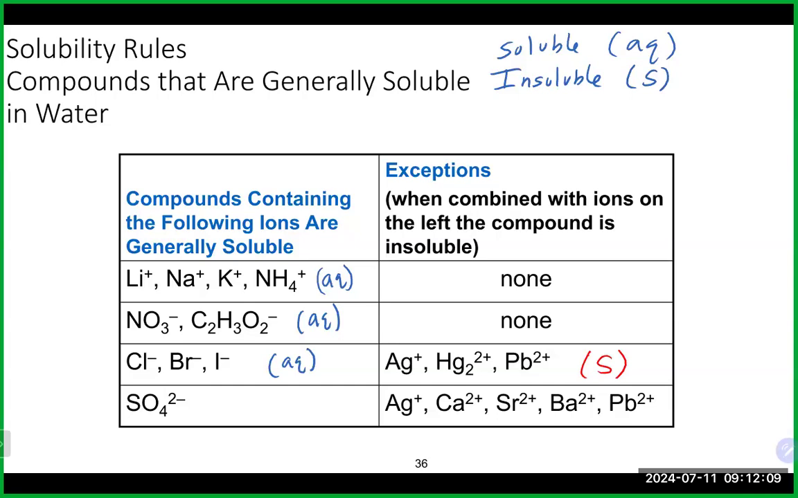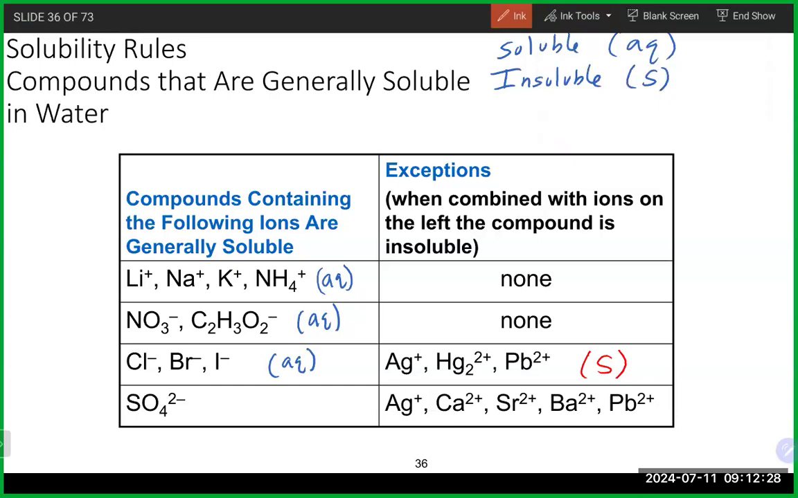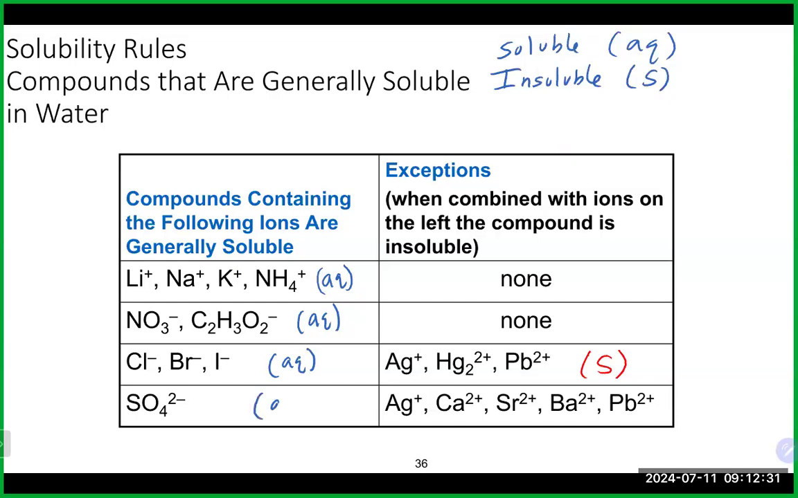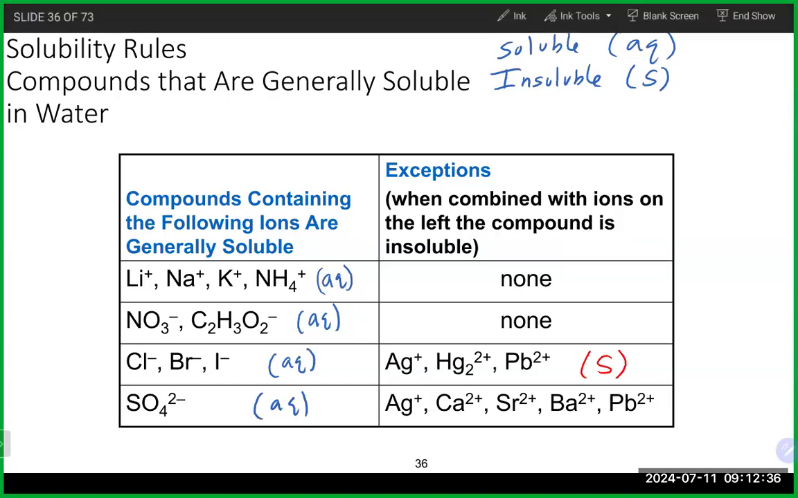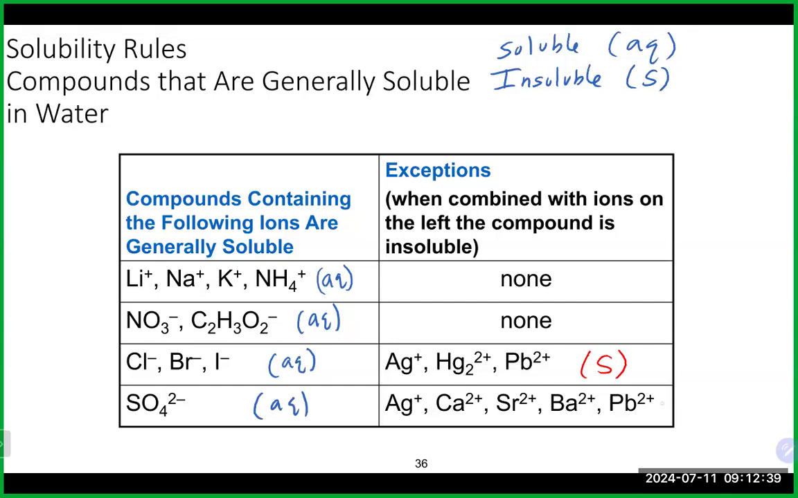So if you have sodium chloride, that's going to be aqueous because that's sodium. But if you have something like lead(II) chloride, it will be insoluble, it will be a solid, and you would expect a precipitate to form. Now, if you have something like sulfate in a formula, it will be soluble. But again, there are some exceptions like silver, calcium, strontium, barium, and lead. And if you hit one of those exceptions, we would expect a solid to form. So again, there are some exceptions. Any questions on those there?